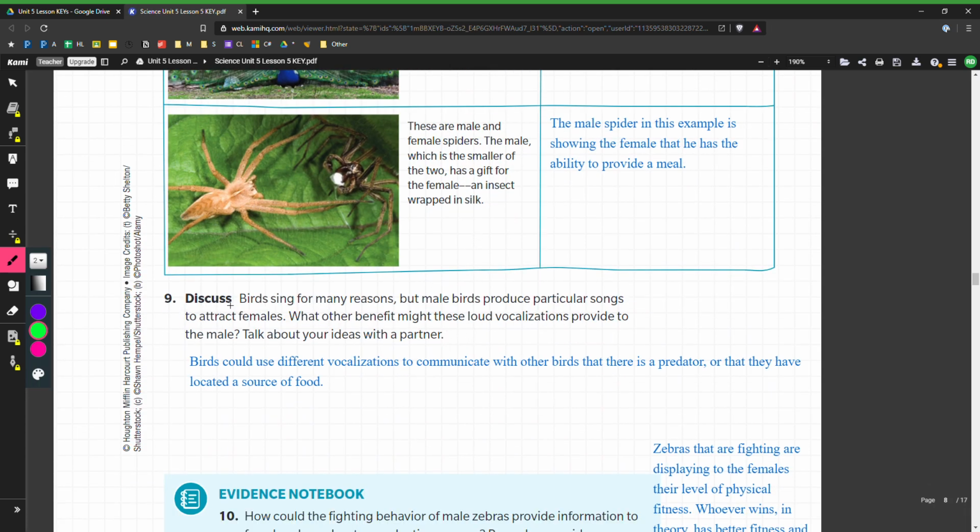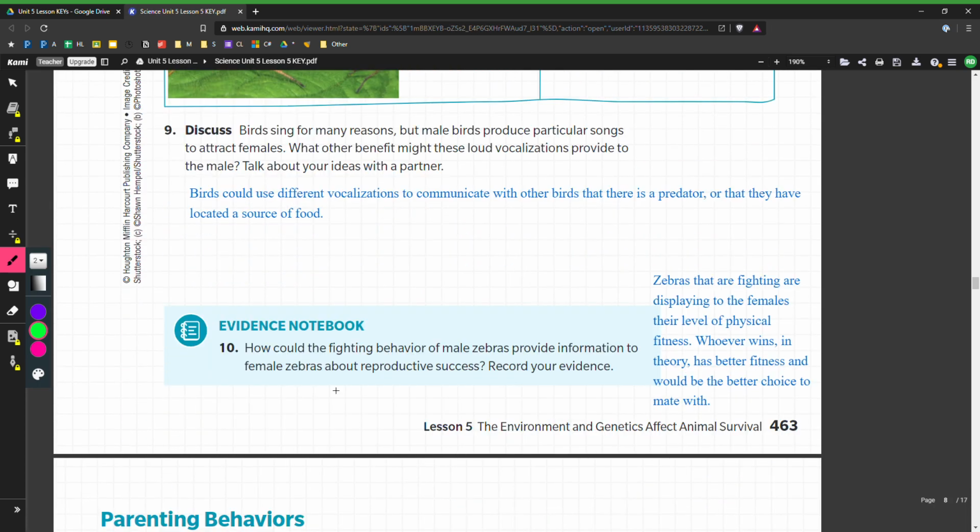Birds sing for many reasons, but male birds produce particular songs to attract females. What other benefits might these loud vocalizations provide to the male? So other things that it could provide is they could communicate with other birds that there's predators. They could identify sources of food, particularly for males. I guess they could also tell other males that it's their territory, so the other males would know where to avoid.